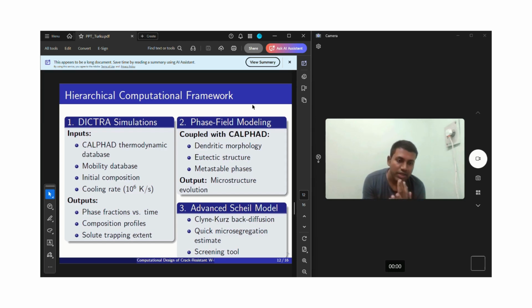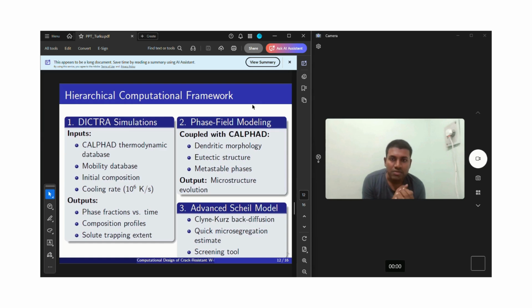What role does it play? We can say that it provides the quantitative data on how elements like niobium and carbon are distributed during the rapid solidification, which dictates the volume fraction and the composition of the subsequent eutectic phases.